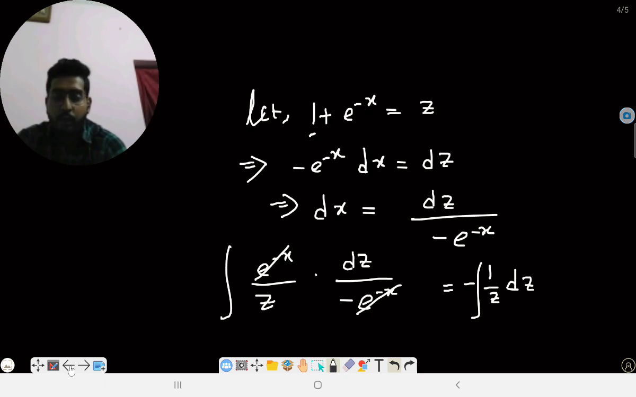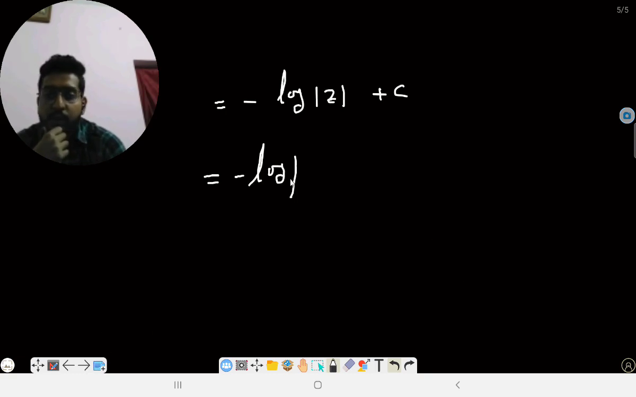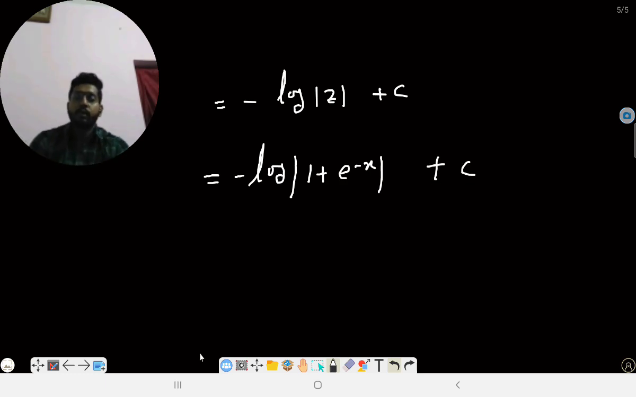That will be log mod z. So that means minus log mod z plus c. So that will be minus log mod z. Now what is the z here? The z was 1 plus e to the power minus x. That means it will be minus log mod 1 plus e to the power minus x plus c. That's all. So this is equation number 2.